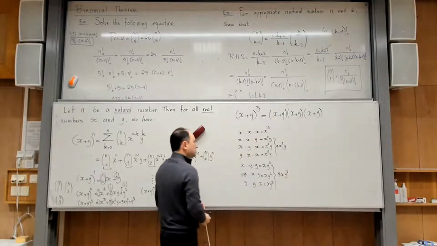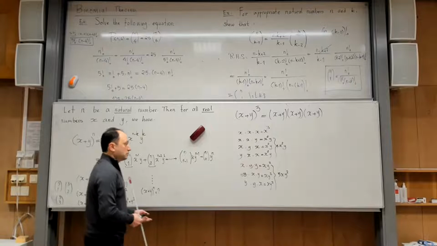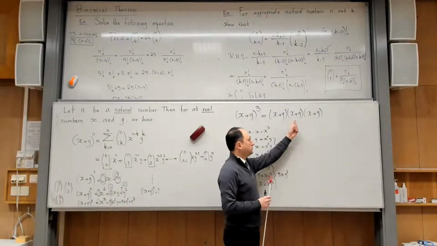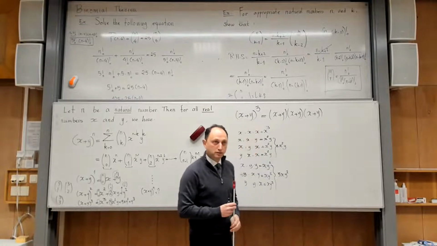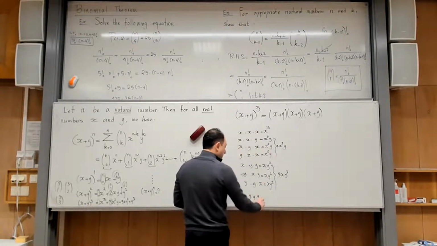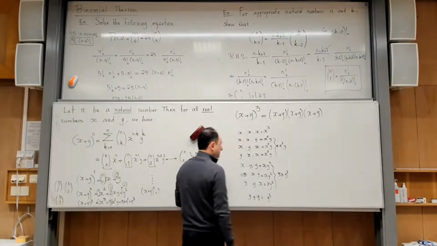And finally, I want to generate y cubed. So y cubed can be generated only in one way, and then I have to choose y from here, there, and there. Otherwise, I will not have enough y's. So this means that I have one choice. Yes? It's y to the power of 3.